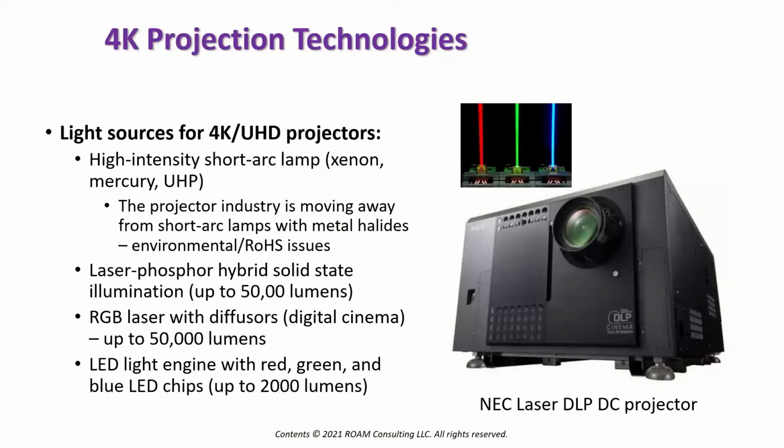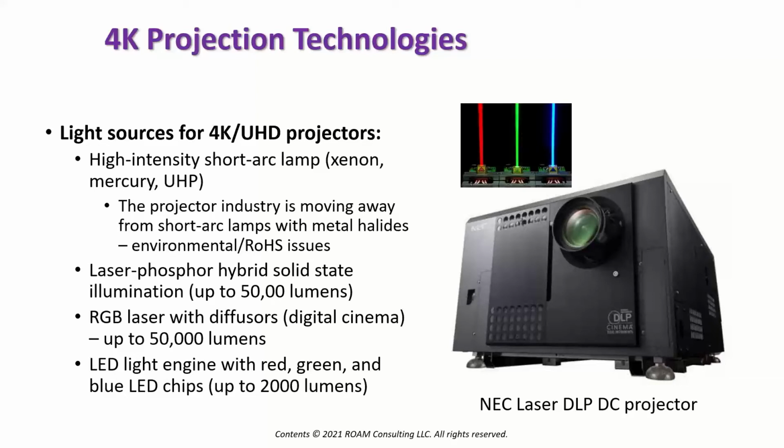So the light sources at the moment for 4K and Ultra HD are high-intensity short arc lamps, xenon, mercury, and ultra-high pressure lamps. However, the projector industry is moving away rapidly from short arc lamps as fast as it's feasible, mostly because these lamps contain halides of metal, mercury, and other salts in them, which creates an environmental RoHS issue if you're trying to dispose of them.